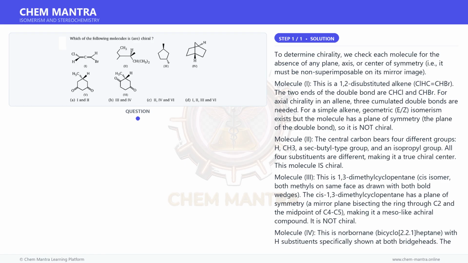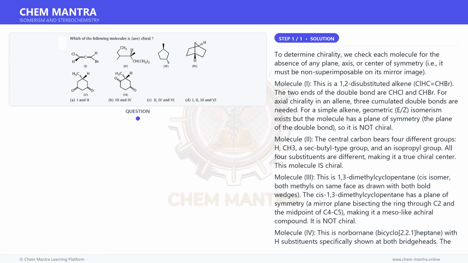Molecule 5. This is a 1-methyl-3,5-cyclohexanedione related compound. The carbon bearing CH3 and H is flanked by 2 identical carbonyl groups at positions 3 and 5, creating a plane of symmetry through C1, C2 and C4, bisecting the ring. This symmetry plane makes the molecule achiral, meso.